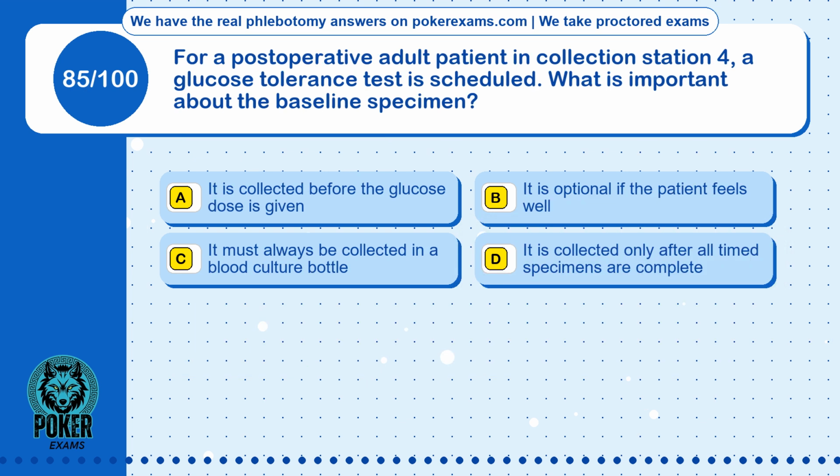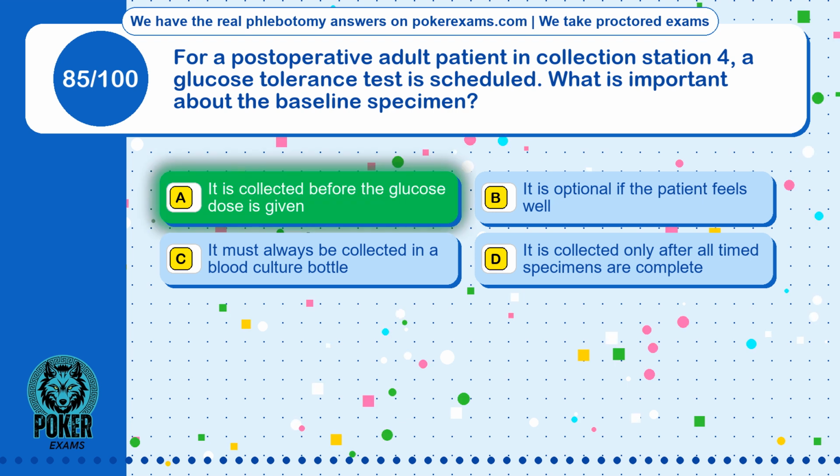Question 85. For a postoperative adult patient in collection station 4, a glucose tolerance test is scheduled. What is important about the baseline specimen? Option A. It is collected before the glucose dose is given. Option B. It is optional if the patient feels well. Option C. It must always be collected in a blood culture bottle. Option D. It is collected only after all timed specimens are complete.